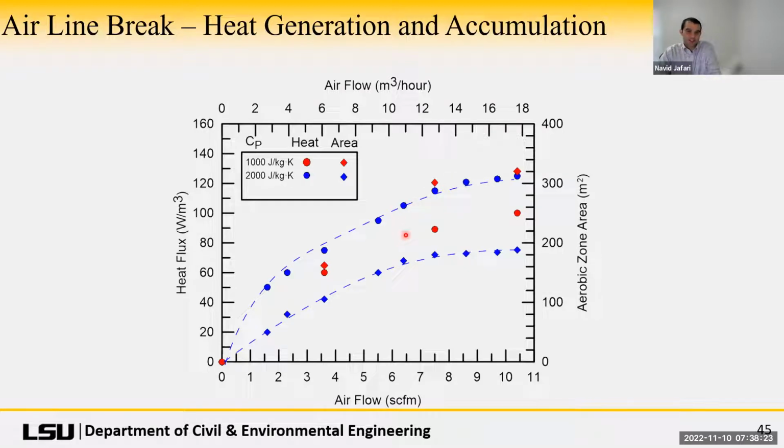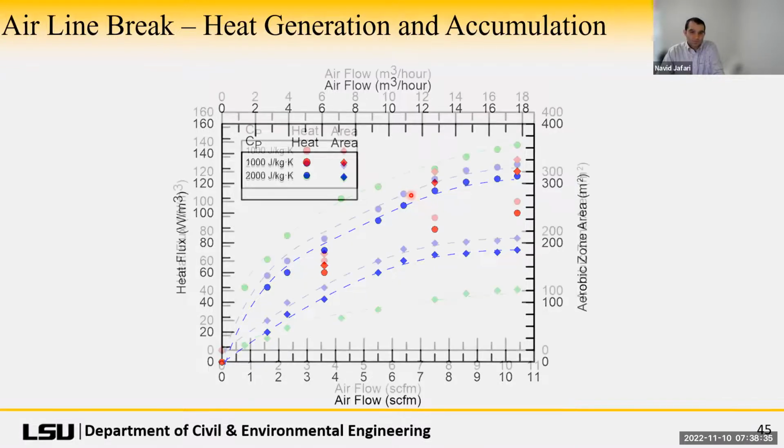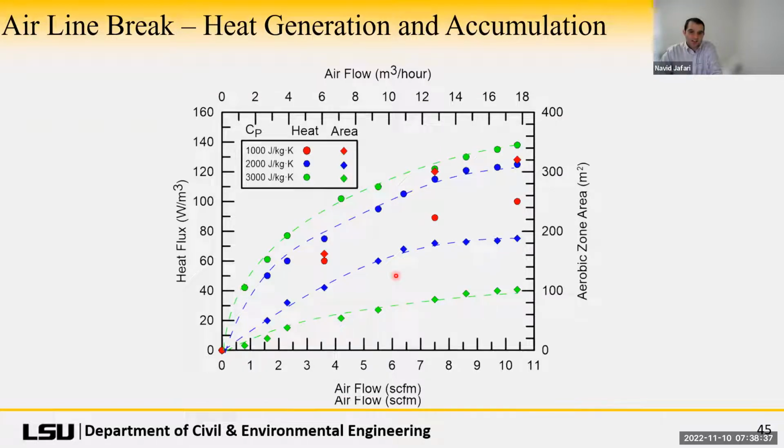As you increase the specific heat capacity, that's the ability of the material to hold more heat. It takes more heat flux to raise the temperature and get to a higher aerobic zone. And once you get to 3,000, it increases slightly more from the blue, so your heat flux is generally increasing. Increasing specific heat capacity means increasing heat flux with increasing airflow, and obviously the aerobic zone area, the ellipsoid that it forms, is also increasing.